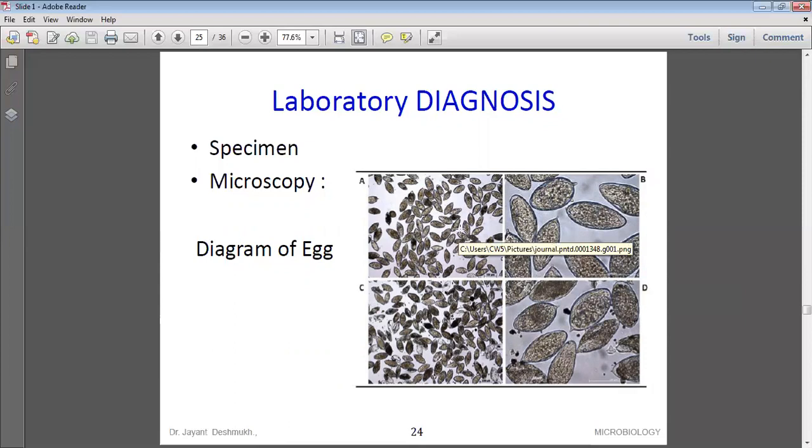So that is urinary schistosomiasis. The specimen that you have to collect is mostly urine, and sometimes biopsy material from the urinary bladder wall or ureteric tissue.